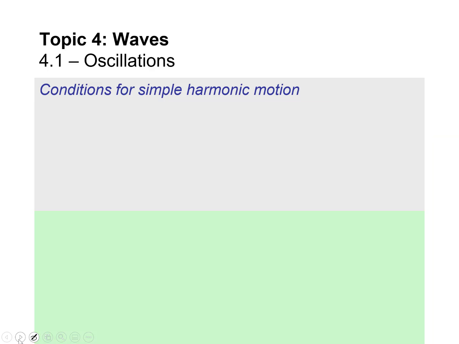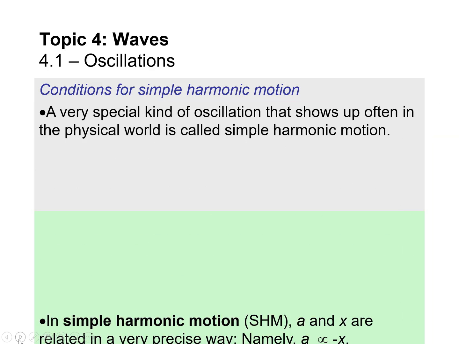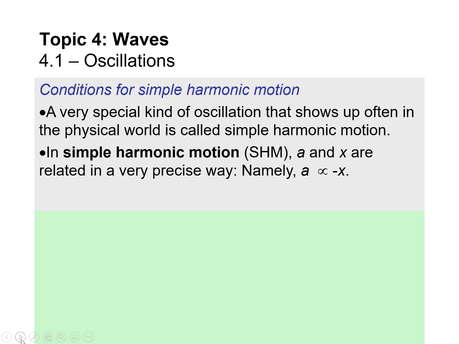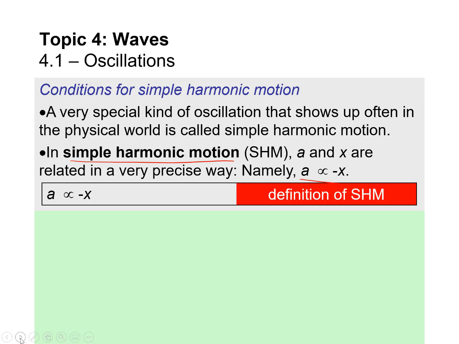And in fact, this is going to be true for a lot of different types of motion. Whenever we have this criteria where acceleration is proportional to negative x, it's called simple harmonic motion, and it's an incredibly important type of motion, and it shows up all the time in nature. Because we get a lot of situations where our acceleration is proportional to negative displacement.